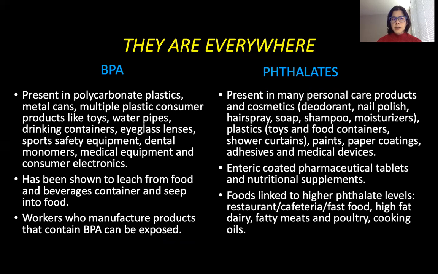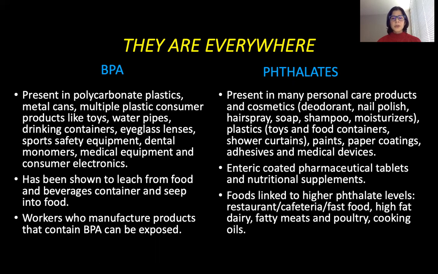Where are these BPA and phthalates found? Sadly, they are everywhere. BPA is present in polycarbonate plastics, metal cans, multiple plastic consumer products like toys, water pipes, drinking containers, eyeglass lenses, sports equipment, dental and medical equipment, and consumer electronics. They have been shown to leach from food and beverage containers and seep into the food we eat. And also people that work in the manufacturers where these products are made can be exposed to BPA.